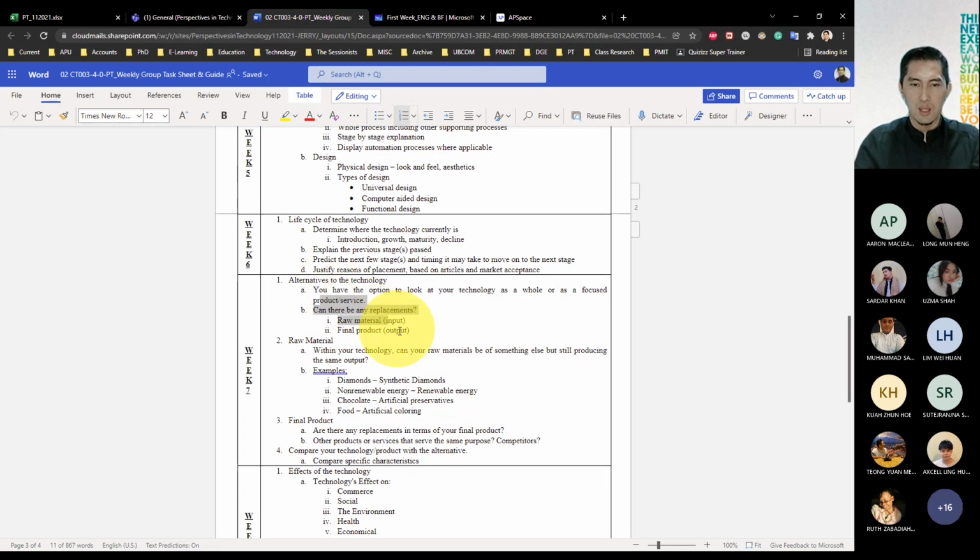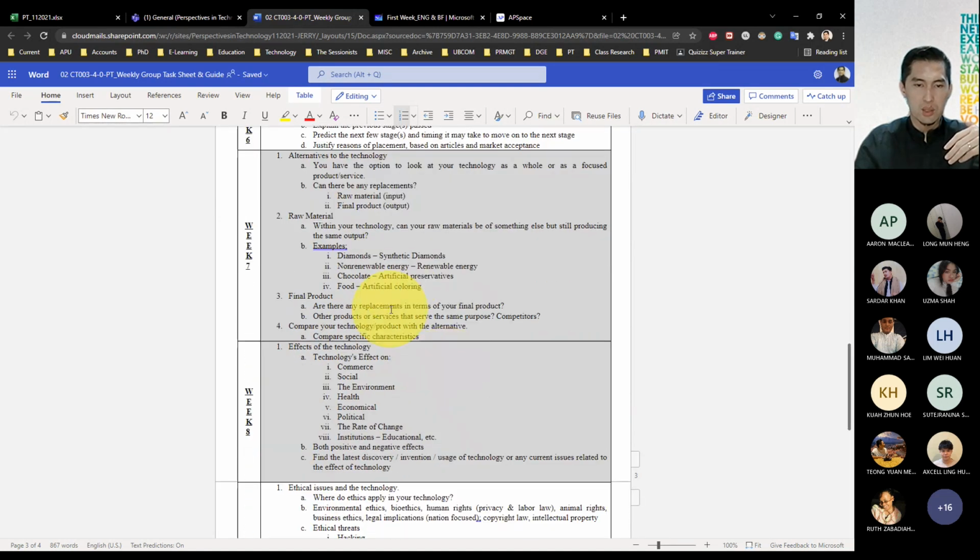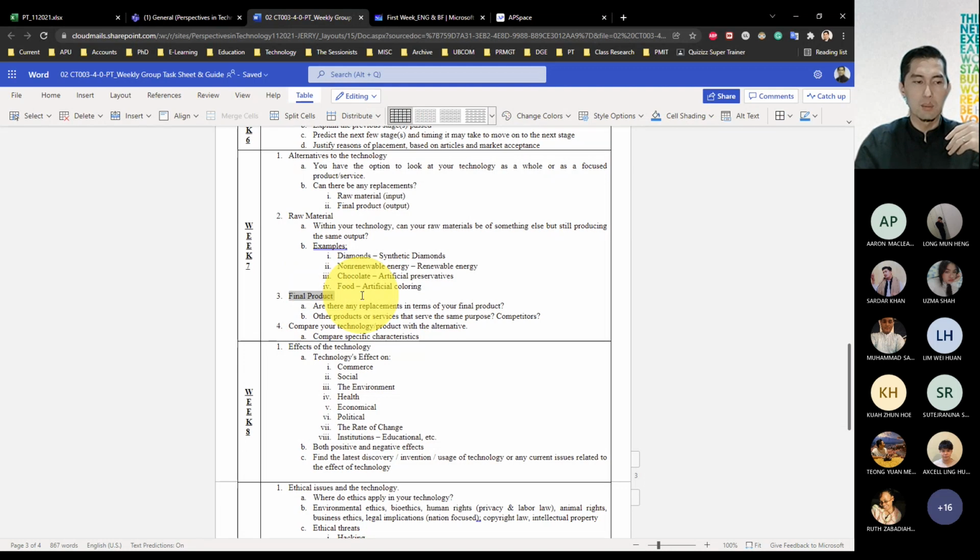So what are the alternatives? Within your technology, are you going to replace your raw materials? Some of you may consider that, right? Some of you may not. Are there any replacements of the final product? I'm assuming most of you will go more into the last 2 points, which is, in terms of your final product or service, can you identify an alternative?